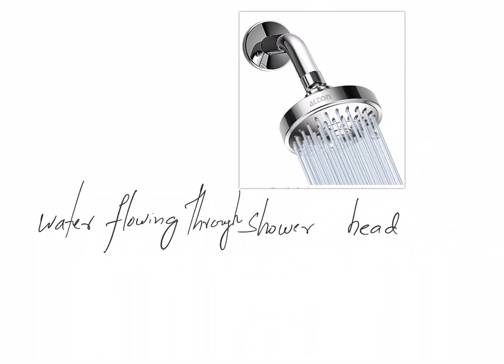Our final question for this video: to what category does this system belong? Here we have water flowing through a shower head. This is definitely a control volume because we can consider some volume around here and then there is mass transfer across the boundaries.